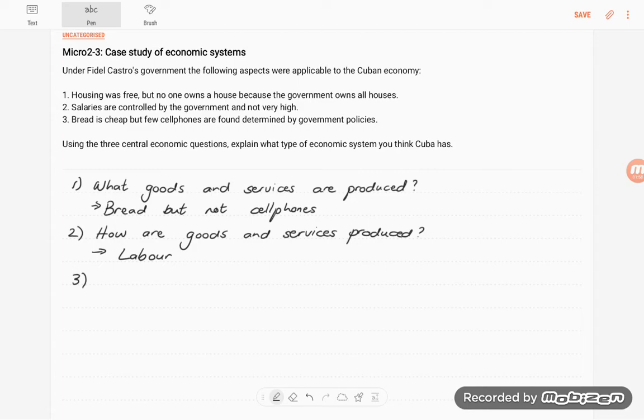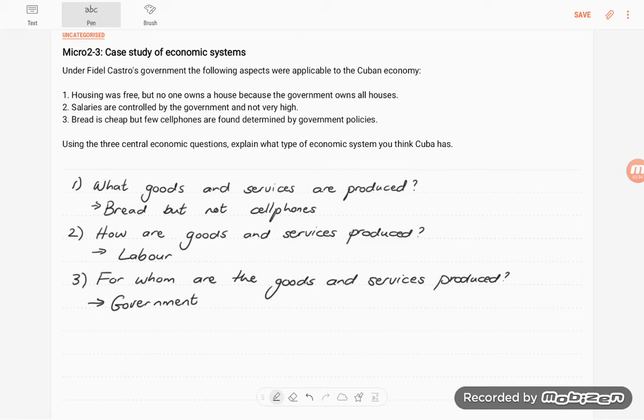And the third question that we have to answer is, for whom are the goods and services produced? In this case, in the first point, we read, housing is free, but no one owns a house because the government owns all houses. So for whom are the goods and services produced? The answer to this would be government.